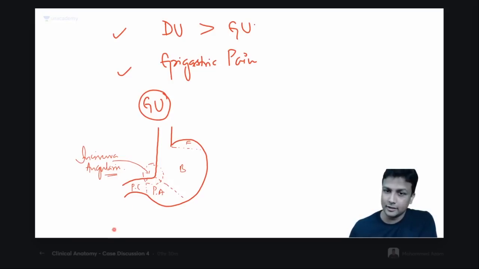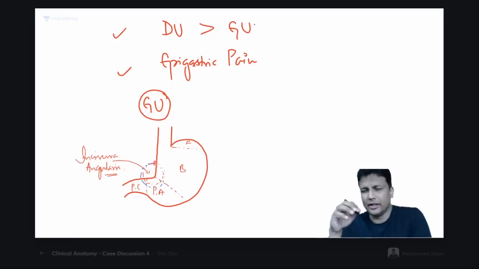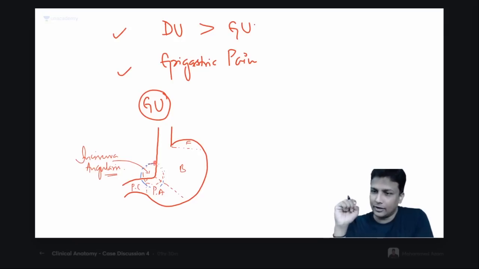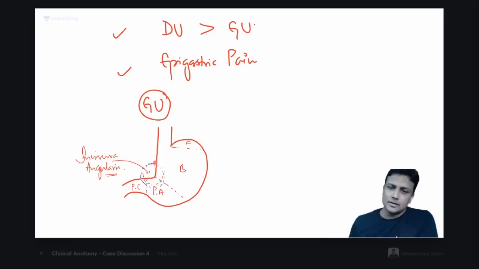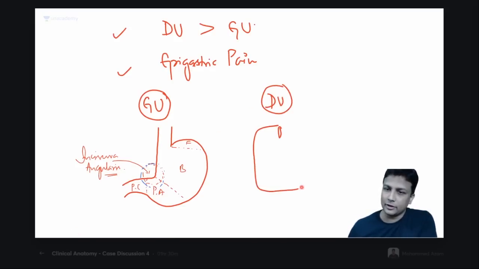Let me use another color. So this is the part more common. Now I'm telling more common here right now. There are n number of sites. It can even occur in the greater curvature also, but more common in the lesser curvature of the stomach. Yes, near the incisura angularis. Similarly, sir, what about the duodenal ulcers? Duodenal ulcers are common in which part of the duodenum? Remember, they are more common in the first part of the duodenum.